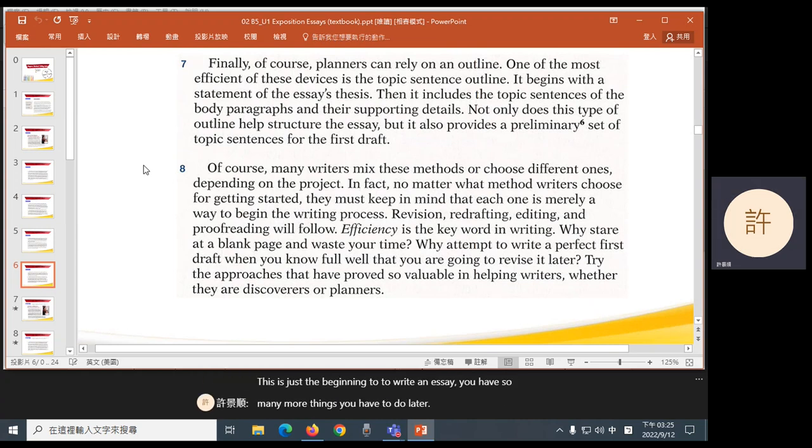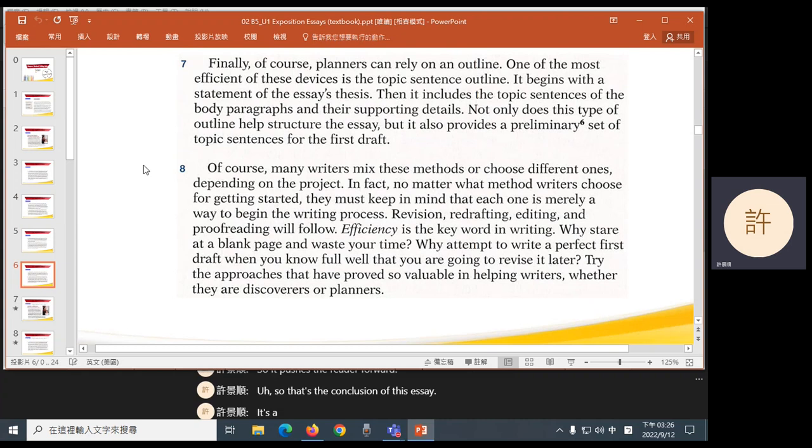And after showing the reader what lies in the future, then it comes back and it urges the reader to use these ideas, right? There's so many things to do. Why waste your time? Try some of these ideas. So it pushes the reader forward. So that's the conclusion of this essay.